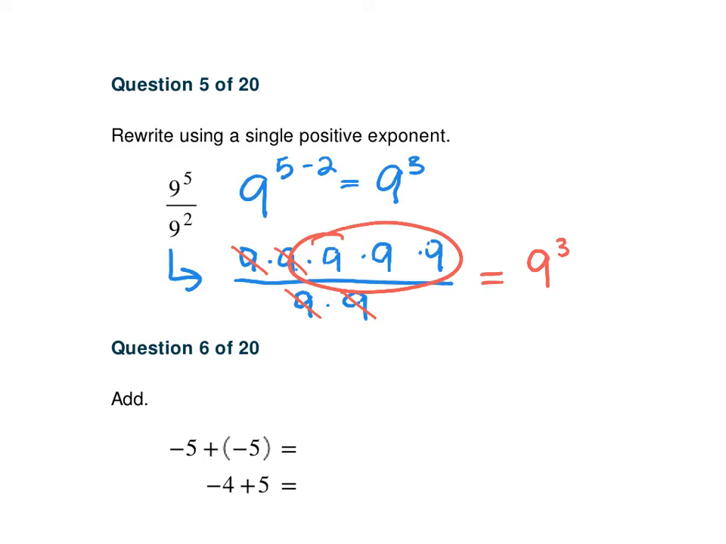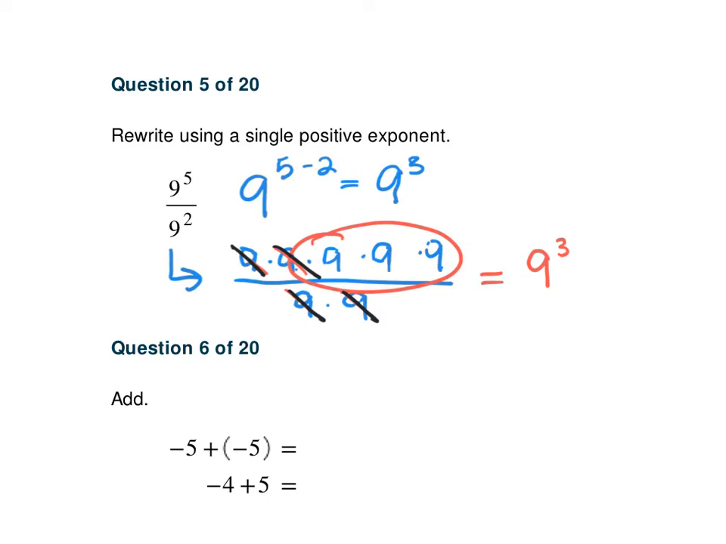So when I go to cancel, I had a question on how do we cancel. Well, what I do is I cancel 1 from the top and then 1 from the bottom, and I do the same thing until I run out of things to cancel in my numerator and denominator. So in this case, I had 2 9s on my denominator, so I canceled 2 from the top and 2 from the bottom. So I'm left with 9 times 9 times 9 on the top.